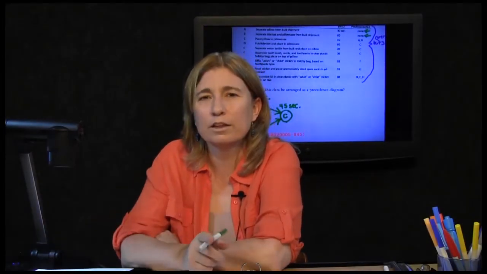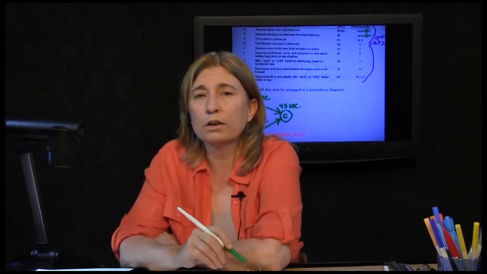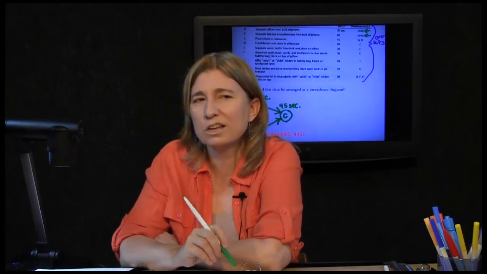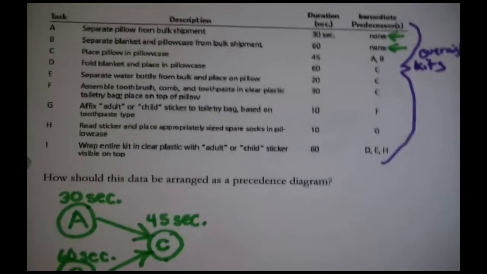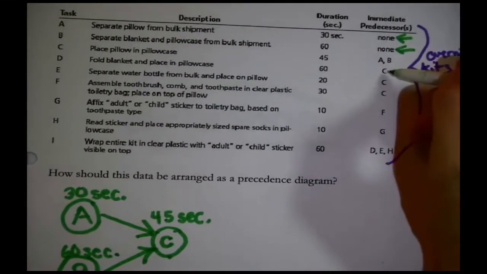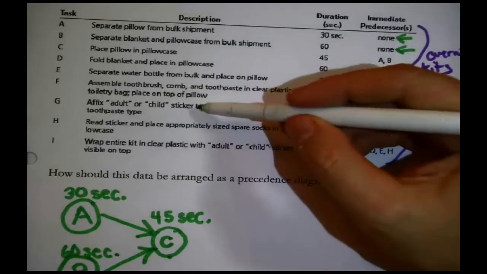Okay, now what do I do next? Same thing. Now that I've added C successfully, and notice that none of the other tasks mention A and B, I say, okay, fine. Can I add anybody else? Does anybody else need C? Oh, wait a minute. Turns out a whole string of them do. Task D, Task E, and Task F all have C as an immediate predecessor, meaning you have to put the pillow in the pillowcase before you can do any of these other tasks.